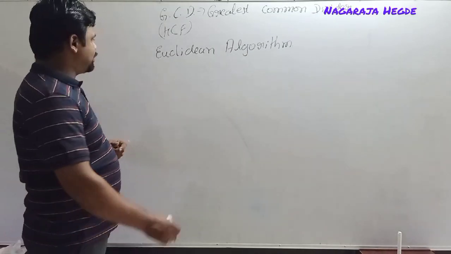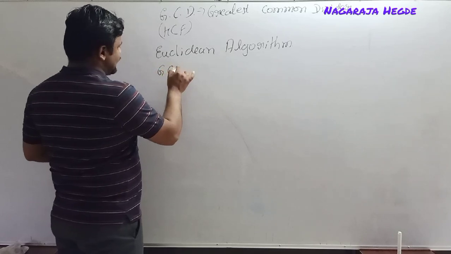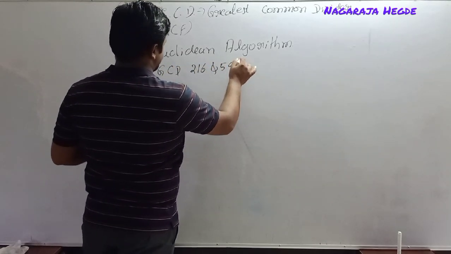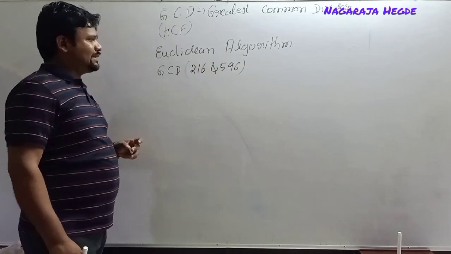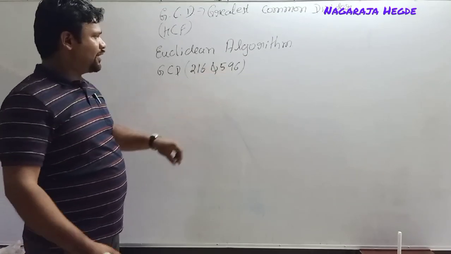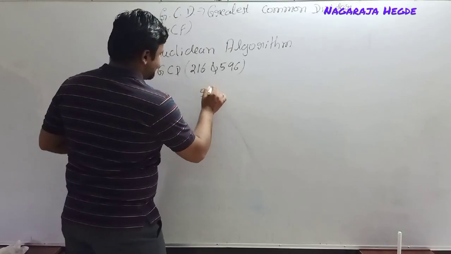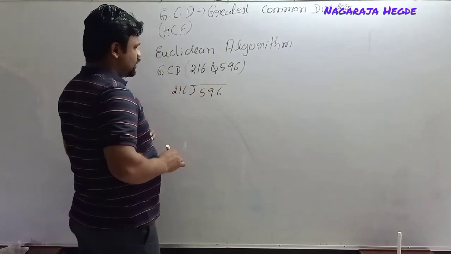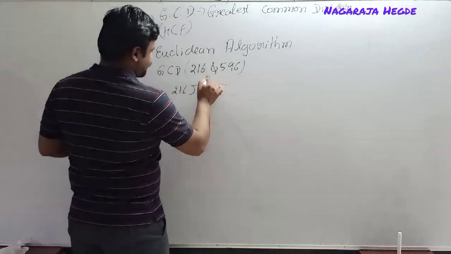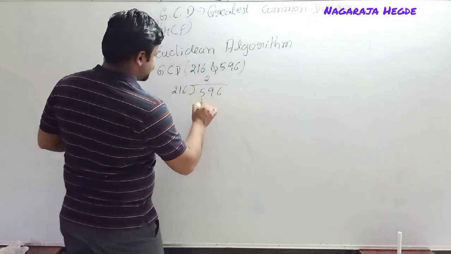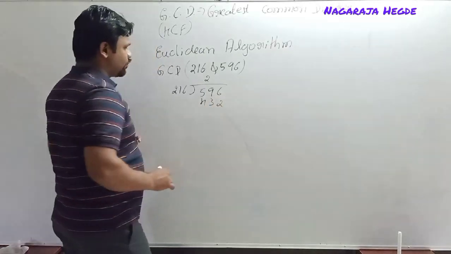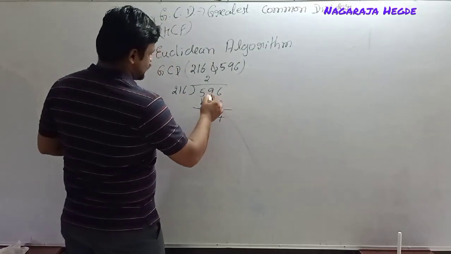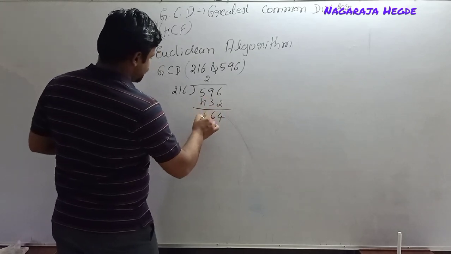I will take one more example to find the GCD. GCD of 216 and 596. What is the GCD of 216 and 596? Consider 596, the greater number, and divide it by 216. 216 twos are 432. What is the remainder we are going to get? 164.